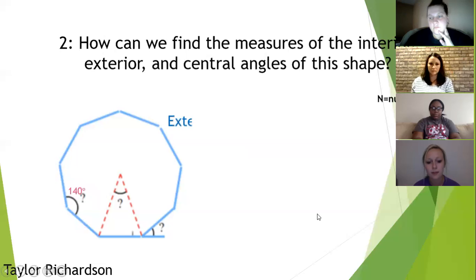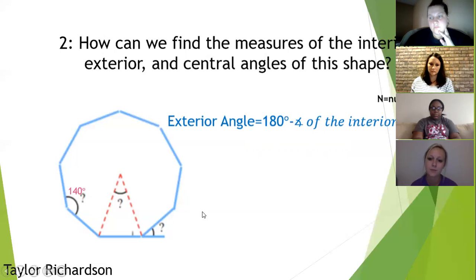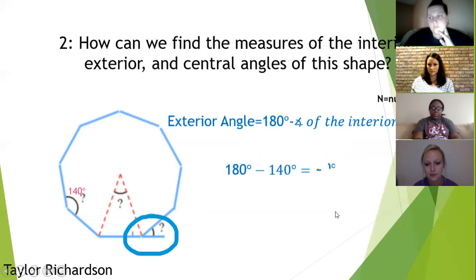Moving on, we're going to look at the exterior angle next. To find the exterior angle, we are going to take 180 and subtract the measurement of the interior angle. The interior angle and the exterior angle form supplementary angles, meaning that they add up to 180 degrees. So because we know the measurement of the interior angle, we can pretty easily find the measurement of the exterior angle. Right here's the exterior angle, and we are going to take 180, subtract 140, and then we get 40 degrees as the measurement for our exterior angles.